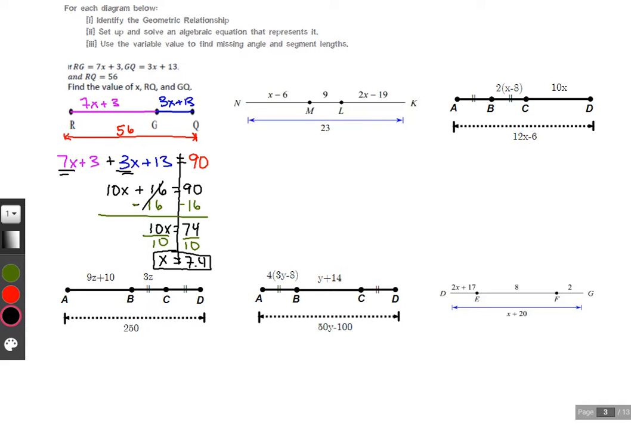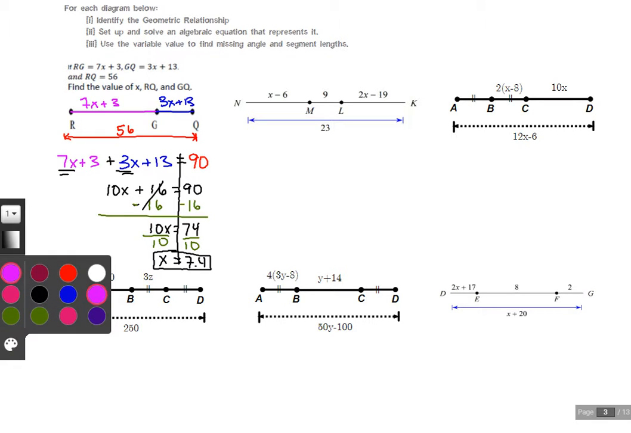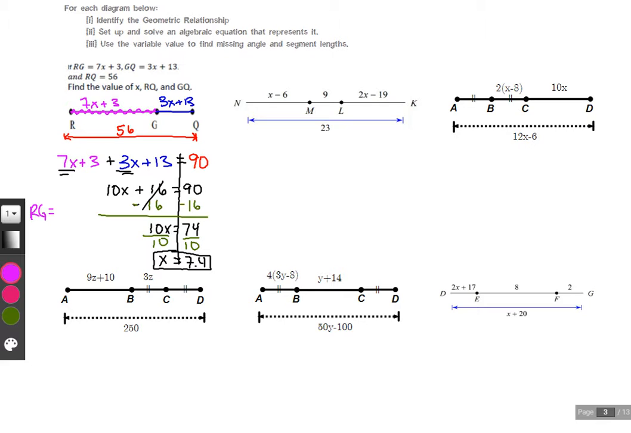What I mean is, if we go to the RG, we have RG is 7x plus 3, so that'll be 7 times 7.4 plus 3, and so I'm getting RG to be 54.8. And we're only in trouble if we substitute for the other value, in this case GQ, and we don't get 54.8. Let's find out. 7.4 times 3 plus 13, and I'm getting 35.2.